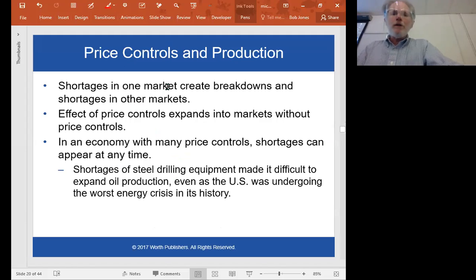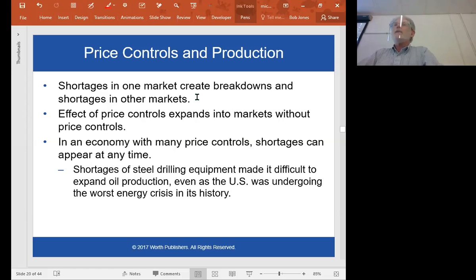Shortages in one market create breakdowns and shortages in other markets. Remember how we said markets are linked. When there's a disruption in one market, prices will adjust and resources will adjust. But if you impose controls in one market, that adjustment that would have taken place doesn't happen. The effect of price controls expands into markets without price controls.